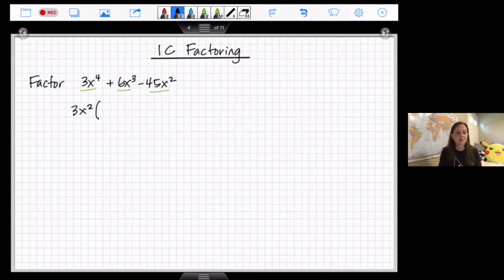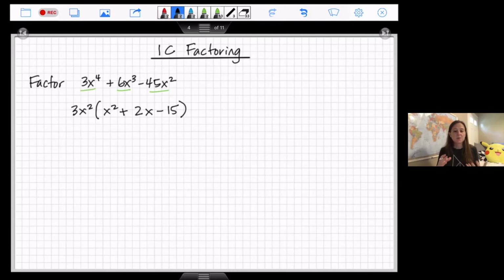What you're doing is kind of undistributing a 3x squared from all three of these terms. For 3x squared, what would I need to multiply it by to get 3x to the 4th? You would need an x squared. You can mentally distribute this and see that I would get 3x to the 4th. And then the middle term, I need a 6x cubed. So the 3 needs a 2 to make it into a 6, and I need an x, so x squared times x would give me x cubed. And then my last term, how many times does 3 go into 45? That's 15, so I need a minus 15. And I factored out x squared, so I don't have any x's left there.